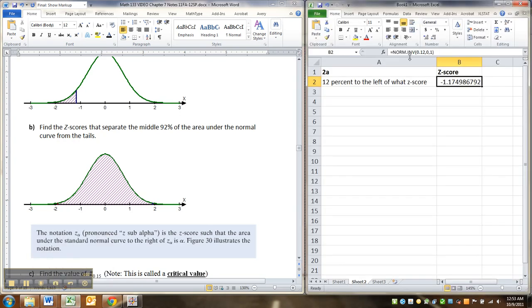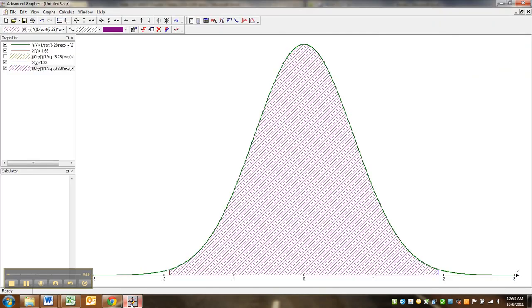So I think that the graph for this particular one is going to be a little bit hard to see, so I might bring up my advanced grapher again. The way I have it now, it looks like the whole thing is shaded, which is not technically the case. So let me bring up my advanced grapher so you can get a better picture.